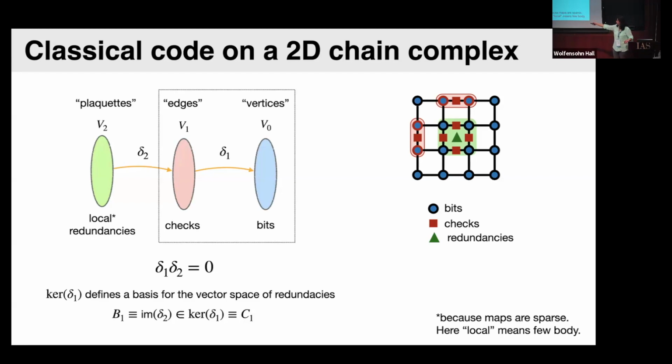But because of this composition of chain complex maps, if you had a third level here, that would just correspond to redundancies of redundancies, which are often called meta-redundancies, and you could keep going in that way, okay?